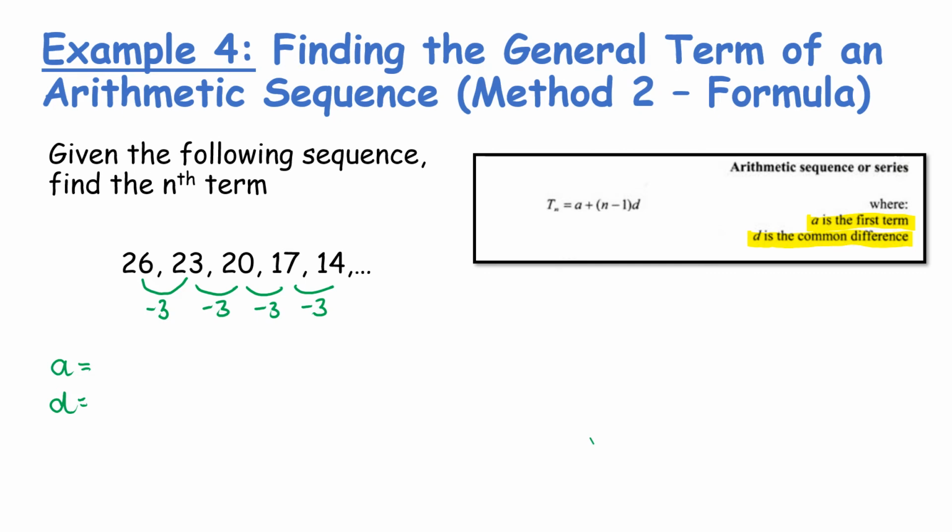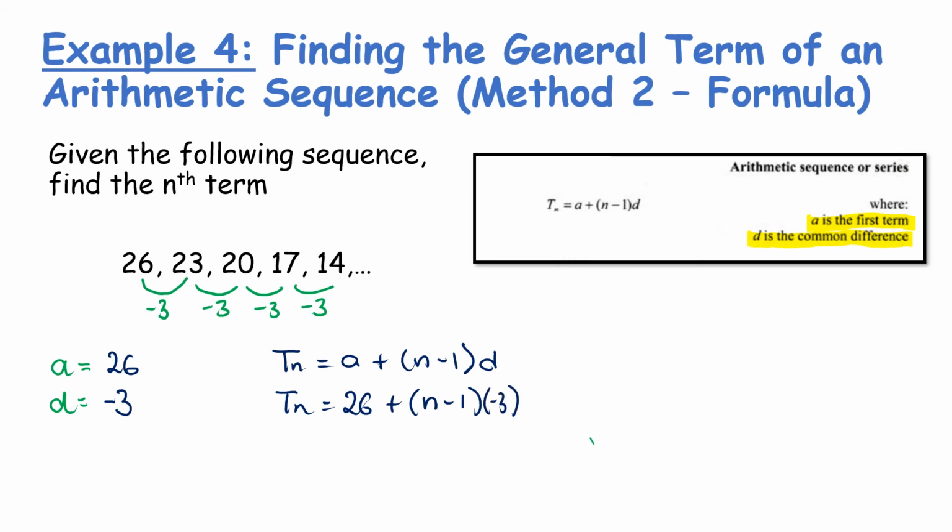So a is the first term, which in this case is 26, and d is the common difference, which is -3. I then write down my formula. Tn is a plus n minus 1 times d. So Tn is equal to 26 plus n minus 1. We're not subbing in for n. Remember, this is the general term, so we want n in our answer, times -3.